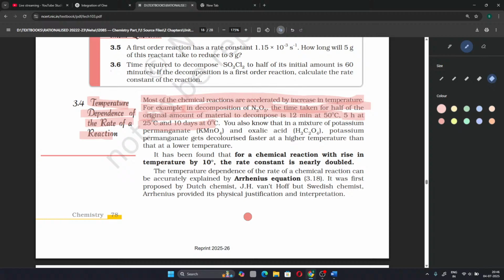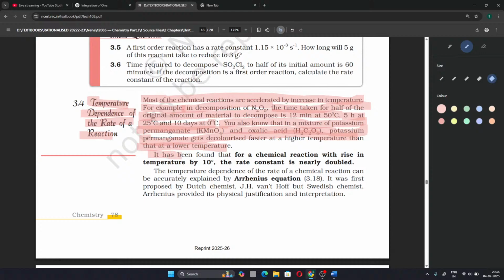You also know that in a mixture of potassium permanganate KMnO4 and oxalic acid H2C2O4, potassium permanganate gets decolorized faster at higher temperature than at lower temperature. Basically, they are indicating with examples that temperature is directly proportional to the rate of the reaction.